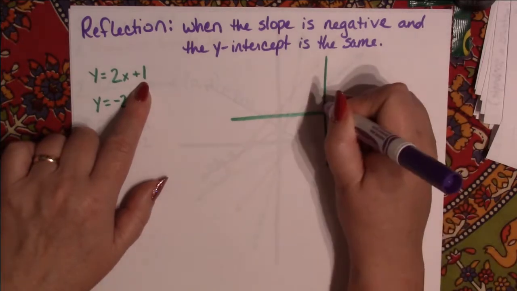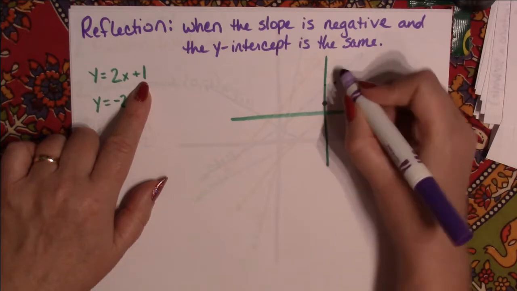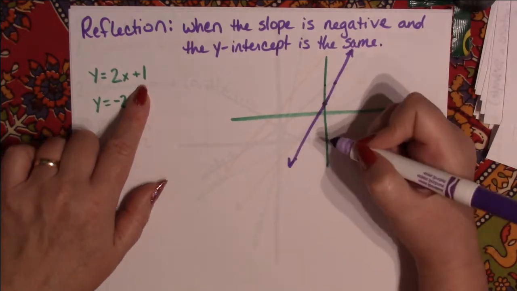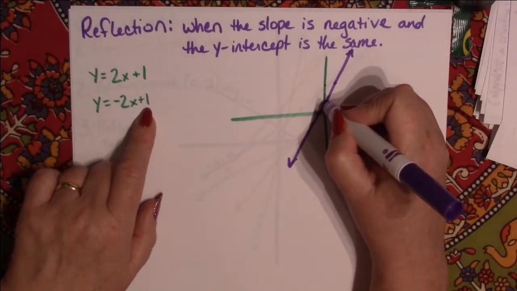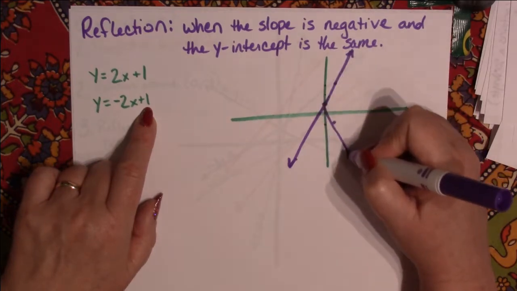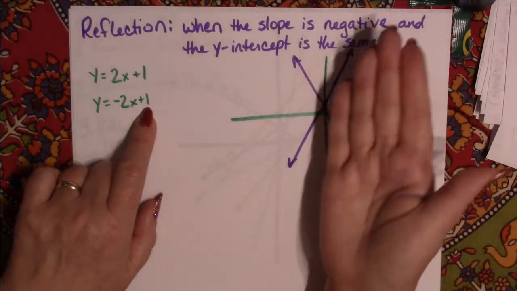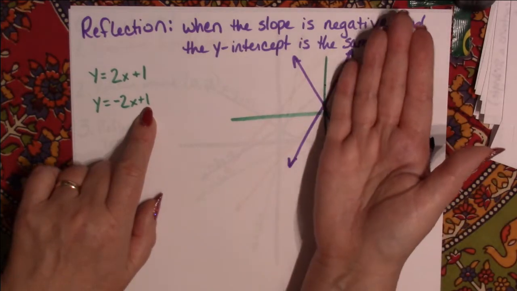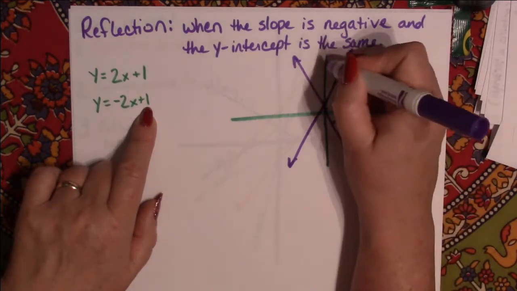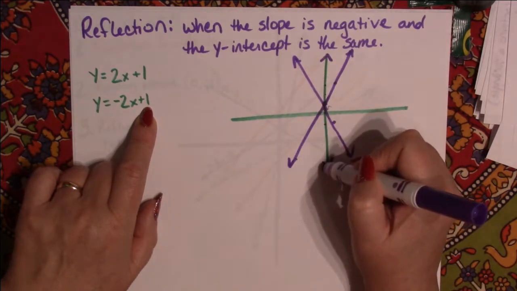For example, we're going to start at our 1, we're going to go up 2 and over 1, and I'm going to draw this line. We're going to start at our 1 again, and we're going to go down 2 and over 1, and I'm going to draw this line. And what I want you to see is I took this line and I flipped it over, and it gave me this line. So it's got a mirror image over this reflection point.